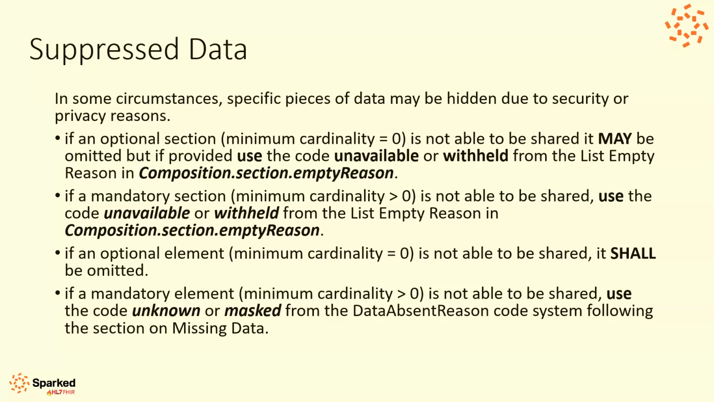This came through really clearly in the last conformance session that we wanted to break it up into 4 bullet points around optional section, mandatory section, optional element, mandatory element. So here's, I think, where we got to, that if it's an optional section and it's not able to be shared, we landed on may in our conformance session. It may be omitted, but if it is provided, so someone is actually filling that out, they have to supply empty reason here.